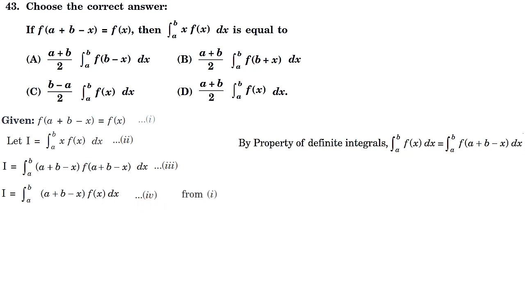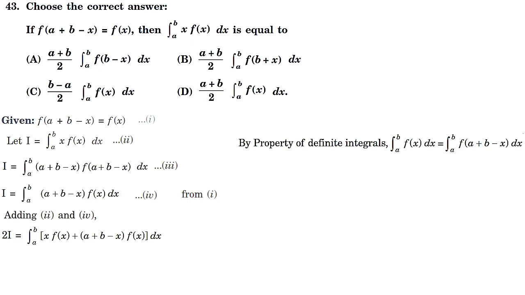Now this one we have written by using equation number 1. Next, adding 2 and 4. Equation number 2 is this one, equation number 4 is this one. In both equation 2 and equation 4, I is on the left side. I + I is 2I, equal to the integral from a to b, which we can take common, of x f(x) + (a + b − x) f(x), then dx.